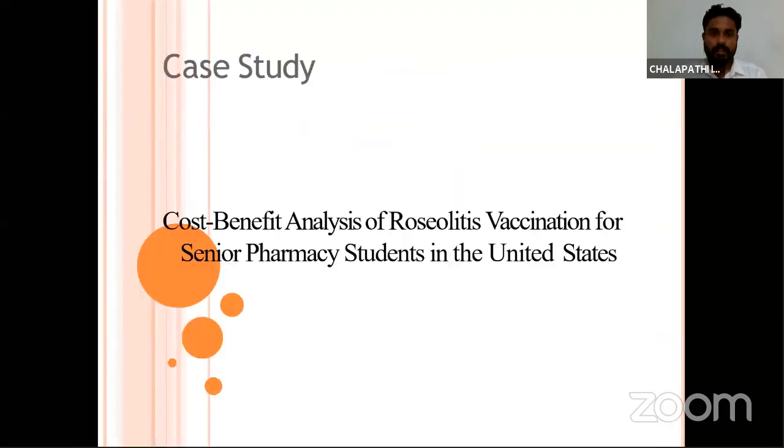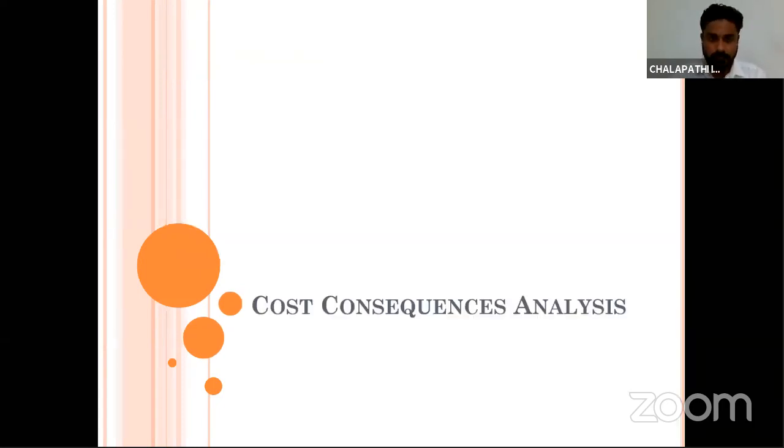Okay. Now, this is one example of cost benefit analysis of vaccination for senior pharmacy students in the United States. This is published literature. If anyone wants a copy, I can share it.